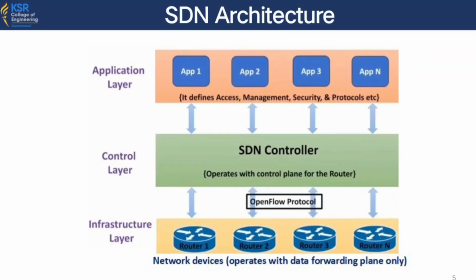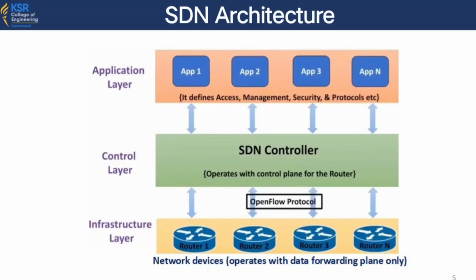In the application layer there will be multiple applications, like defining access to the device. It will do the management task of the routing. It will provide security for routing, as well as there are many protocols, and for each protocol how data should be forwarded, everything is defined at the application layer.